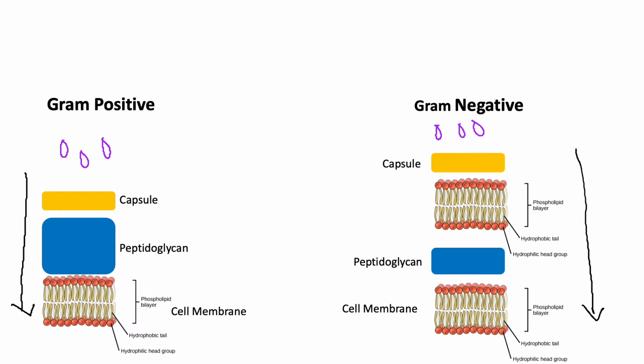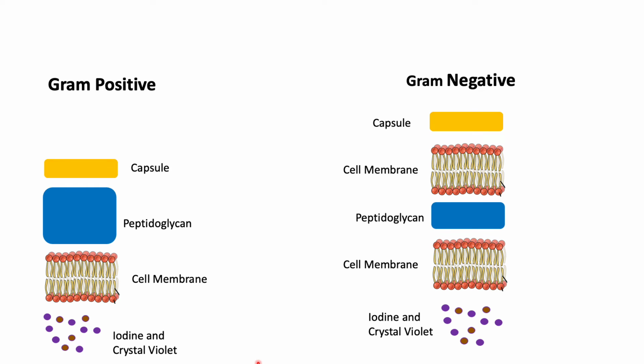Next, we add in iodine. Now, the iodine simply interacts with the crystal violet. And the iodine as well will seep through the capsule, peptidoglycan, and cell membrane into the cell. So over here, we can see that the iodine and crystal violet have seeped through the capsule, peptidoglycan, and cell membrane. Now, what do we do next?